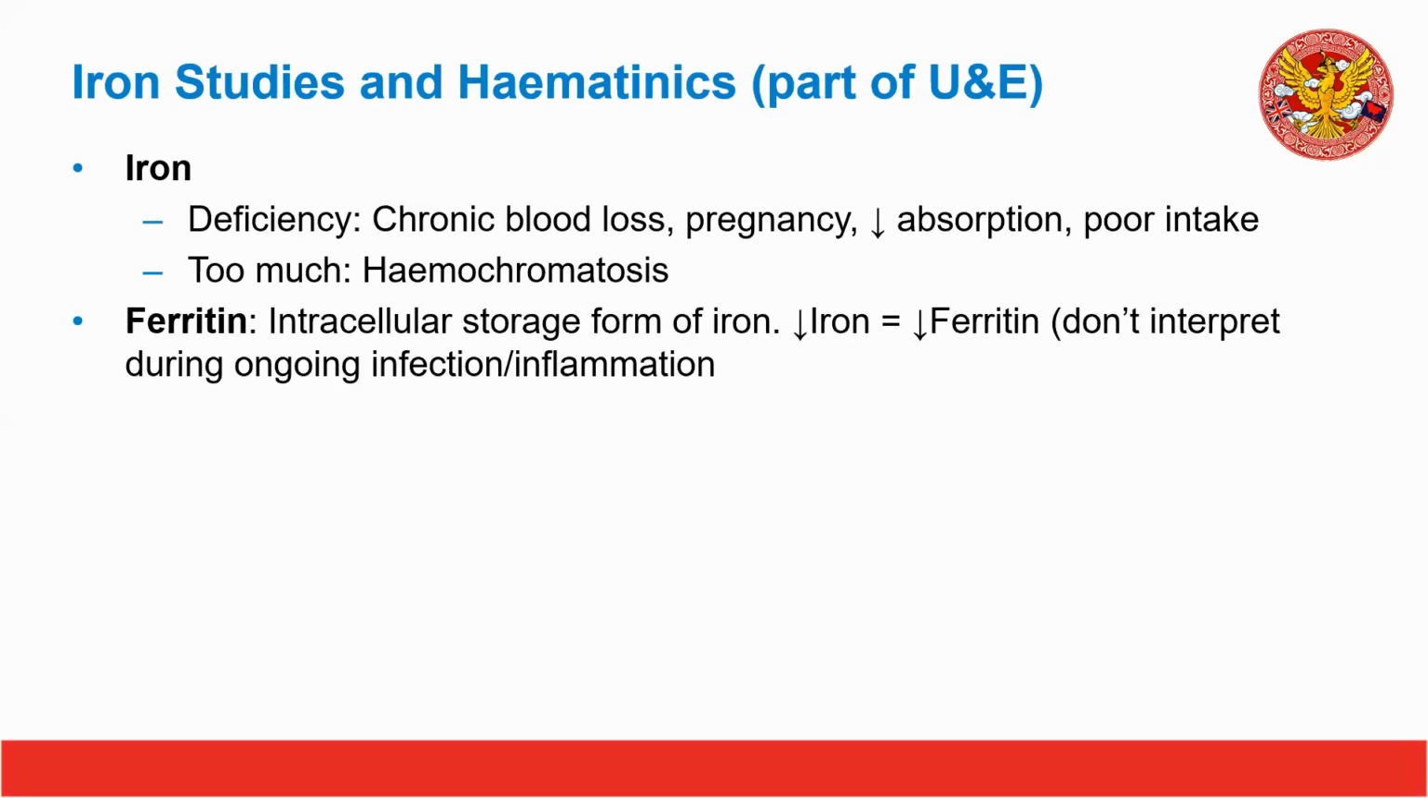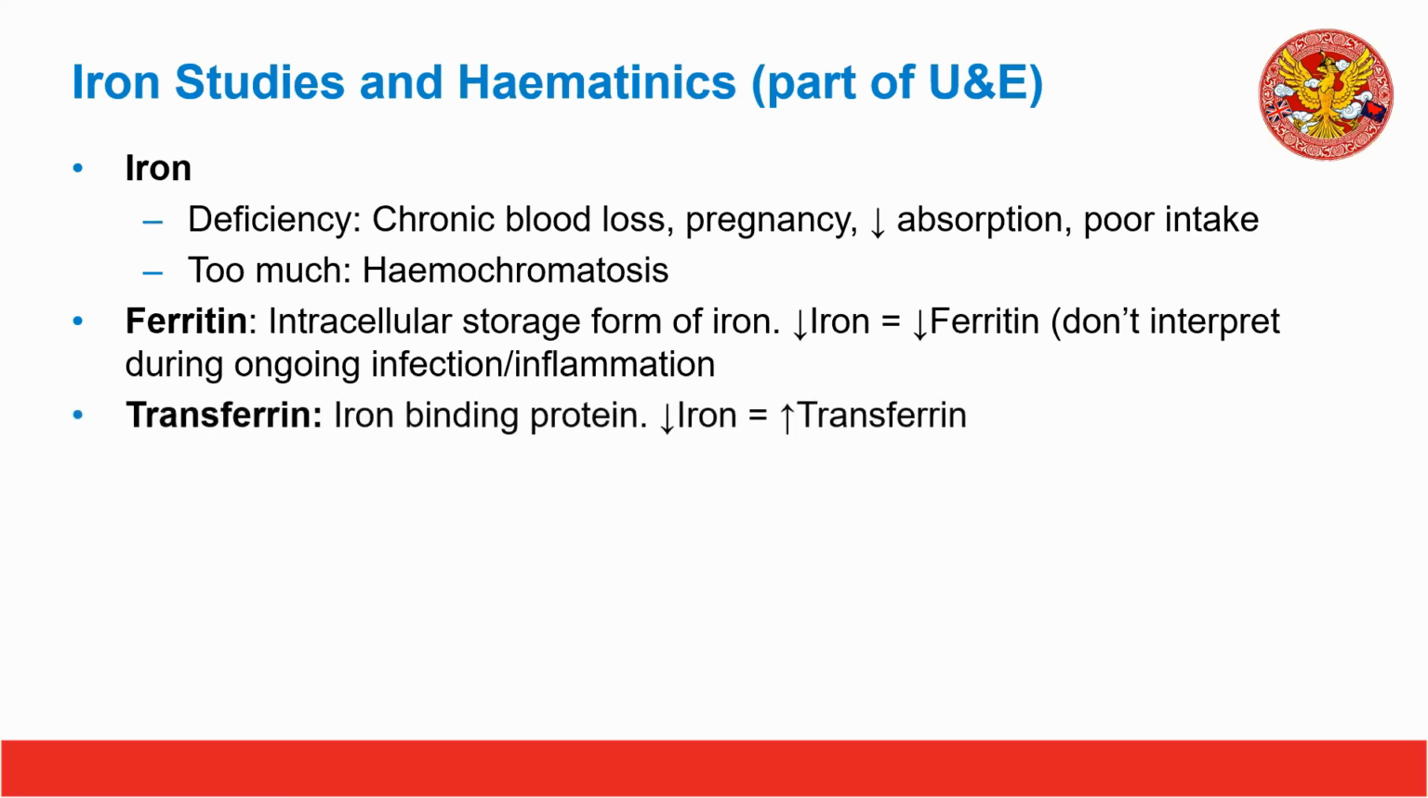Responds to your intracellular storage of iron. So essentially, if you have reduction in iron levels, you get a reduction in ferritin. You have to be careful though when you interpret ferritin, because it's an acute phase protein, which means that when you have an infection or an inflammation, your ferritin levels can go up. So ferritin isn't the most accurate measure of understanding the iron levels.